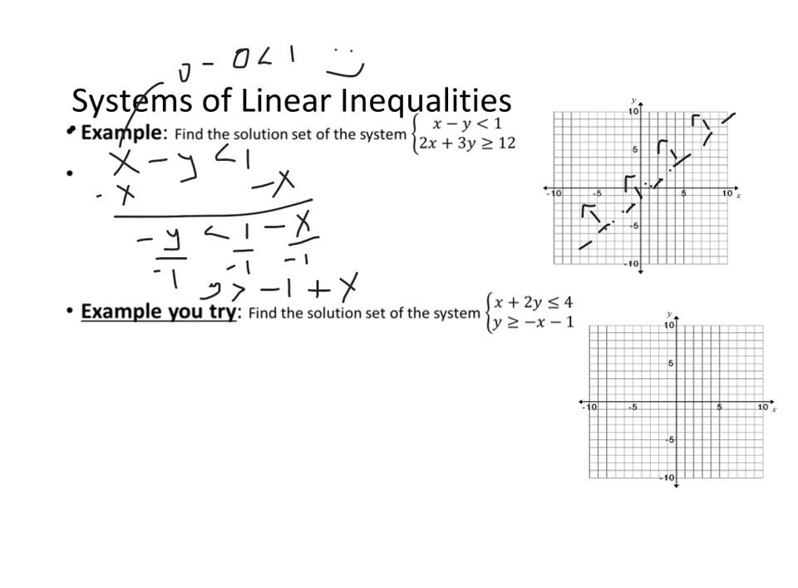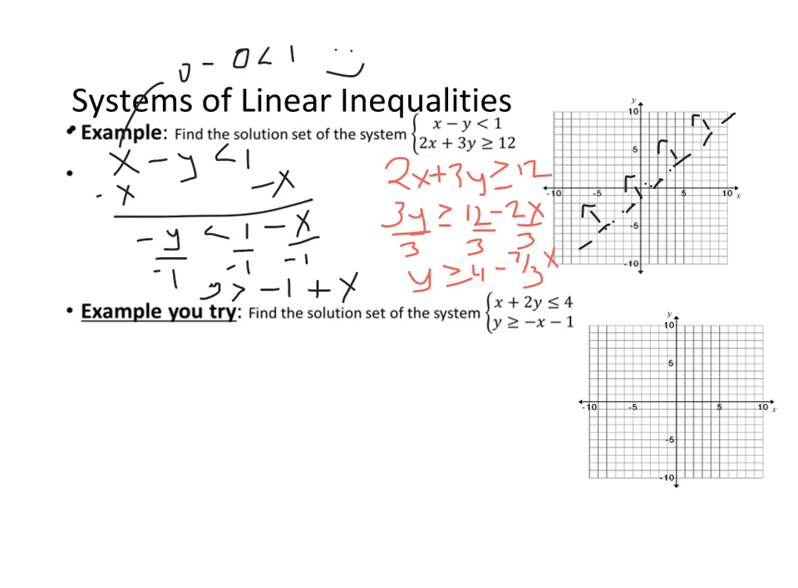If I were to go into the second equation and solve for y, so 2x plus 3y is greater than or equal to 12, we're going to subtract the 2x first. So 3y is greater than or equal to 12 minus 2x. Next, we'll divide by 3. So we have y is greater than or equal to 4 minus 2 over 3x.